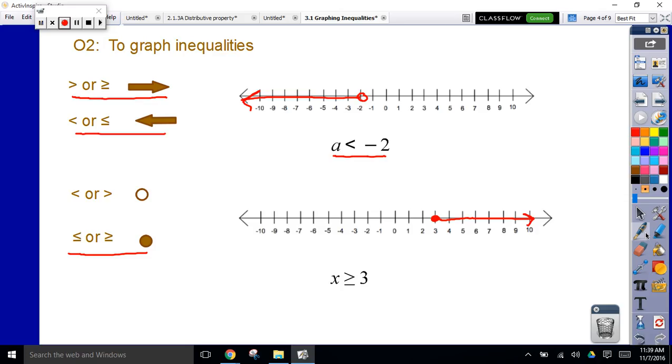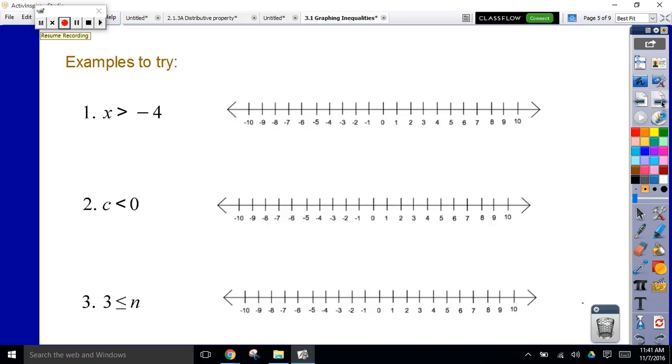Any questions about that? Okay, the next slide, there are 3 examples for you to try. I'm actually going to have 3 of you come up and put these on the board. So go ahead and try those on your papers, and then we'll go over them. Okay, so I'm going to call on 3 of you. If you do not want to come up, since we are recording this, you may pass.